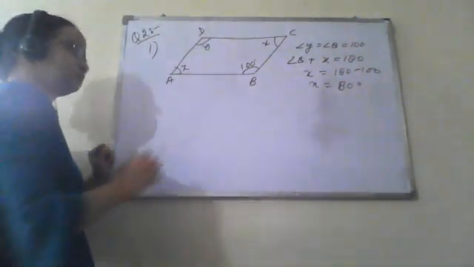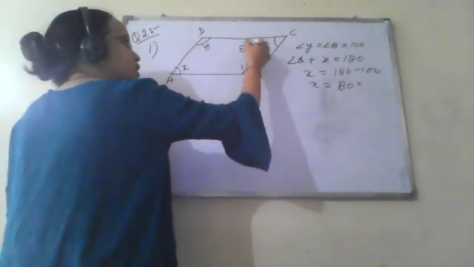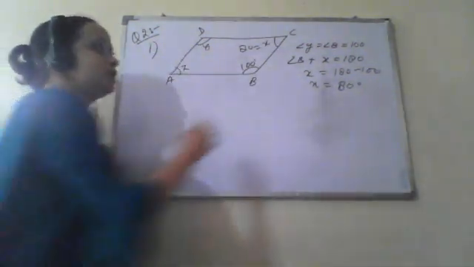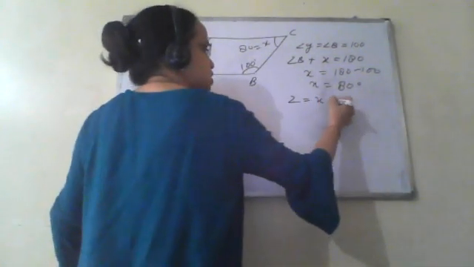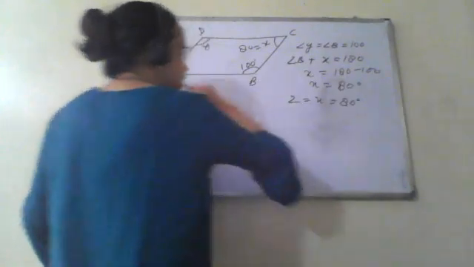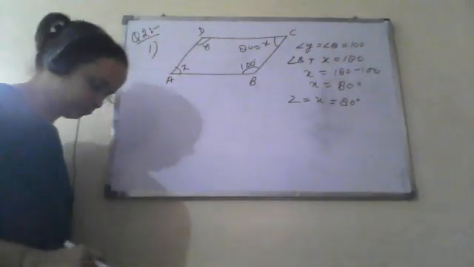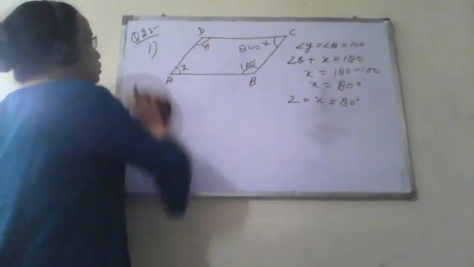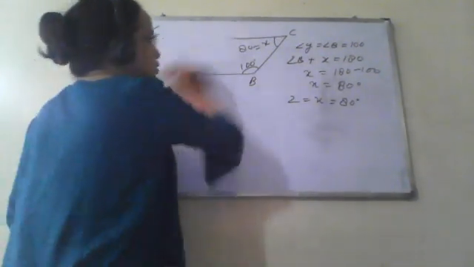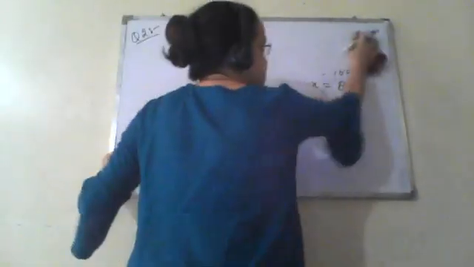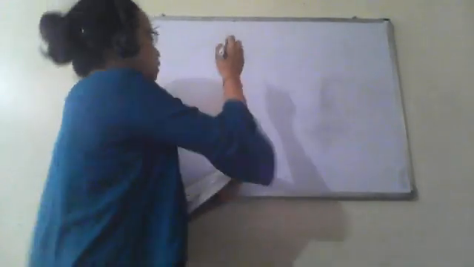If this is 80, this will also be 80. So z will be equal to x, which is 80 degrees, because these are opposite angles and they are equal. So this is the first part. Now I will explain in short and you can do it by yourself. The second part of the same is this parallelogram.